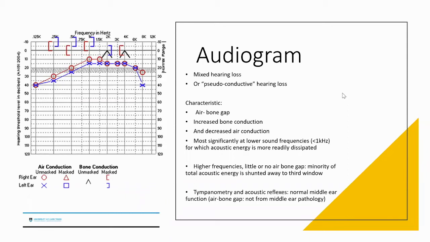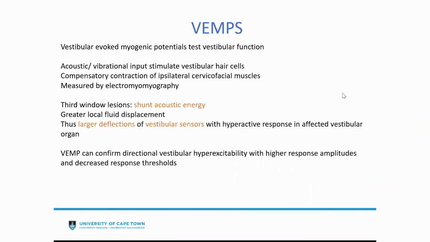You can use tympanometry and acoustic reflexes just to help you check that there's no other middle ear pathology causing an air-bone gap. So hopefully you'll have normal type A tympanograms and reflexes. We can use vestibular evoked myogenic potentials, which will look at vestibular function. You get acoustic or vibrational input that will stimulate your vestibular hair cells, and this causes compensatory contraction of your cervicofacial muscles, and that's then measured by electromyography.